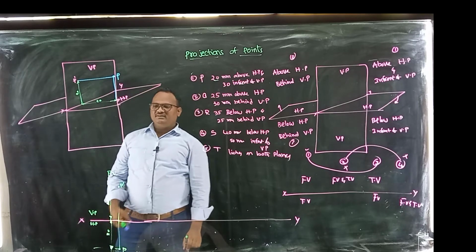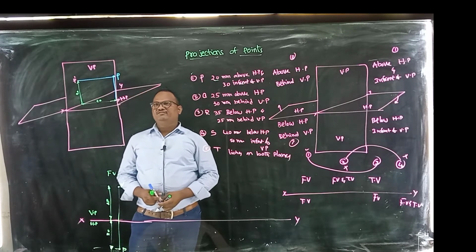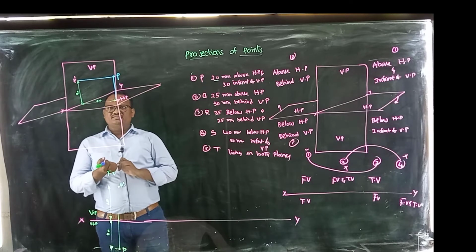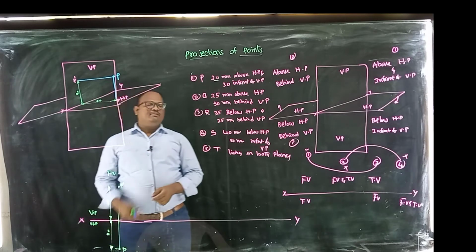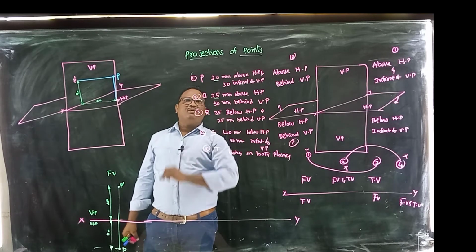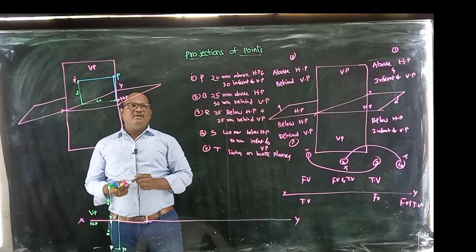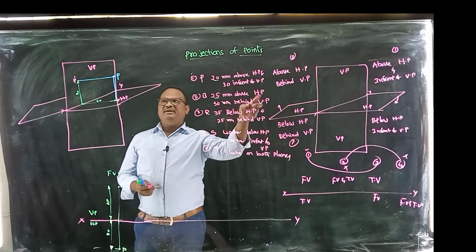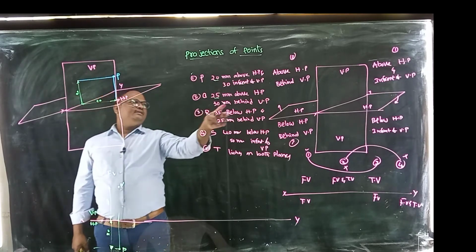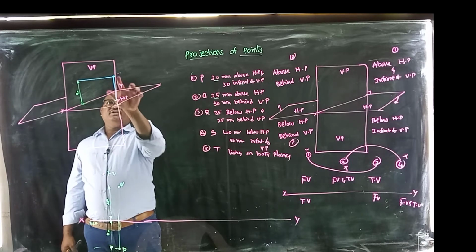A point P located at 20 mm above HP and 30 mm in front of VP. Okay, so this is the first one. Coming to the second one, a point Q is 25 mm above HP and 30 mm behind VP. So very simple.